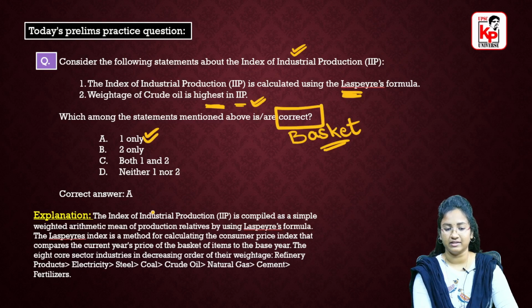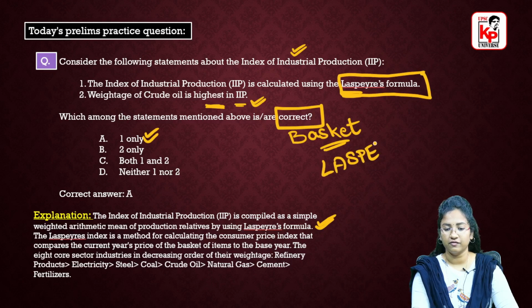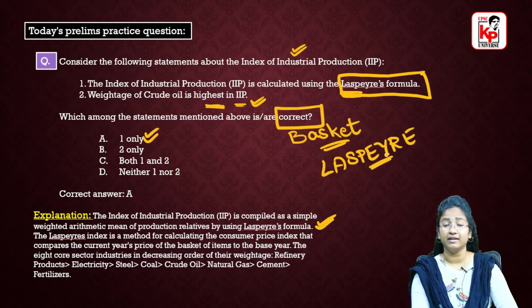Let's have a look at the explanation. The IIP is compiled as a simple weighted arithmetic mean of production relatives by using the Laspeyres formula. This formula name is important, so do remember this Laspeyres formula. If you get a question regarding this IIP, if you get a mains question wherein you can use this particular phrase, please do use it so that it adds more weight to your answer. IIP is calculated using this Laspeyres formula.